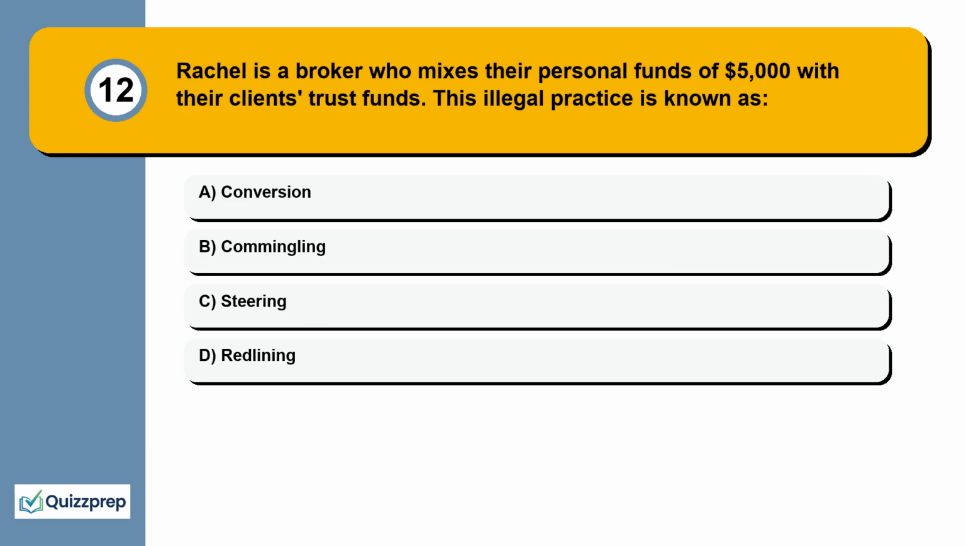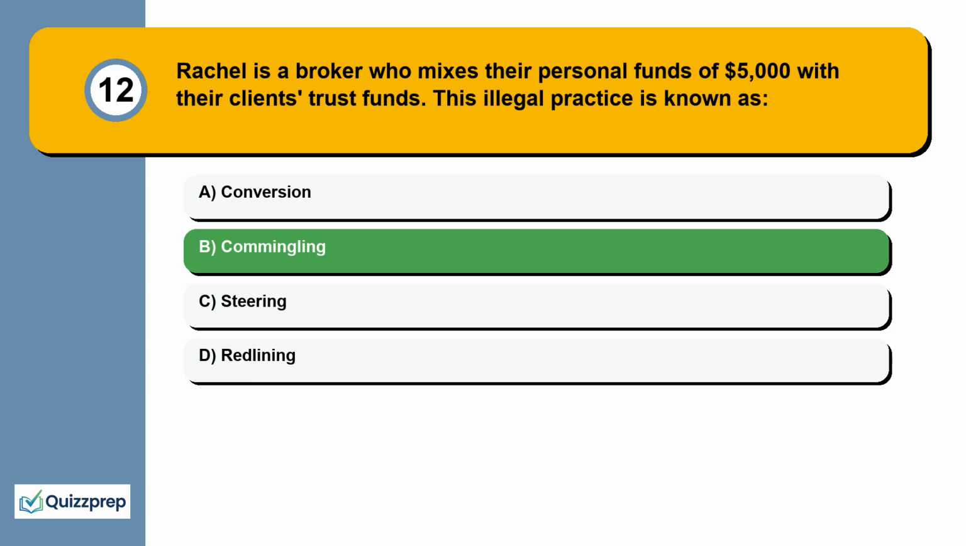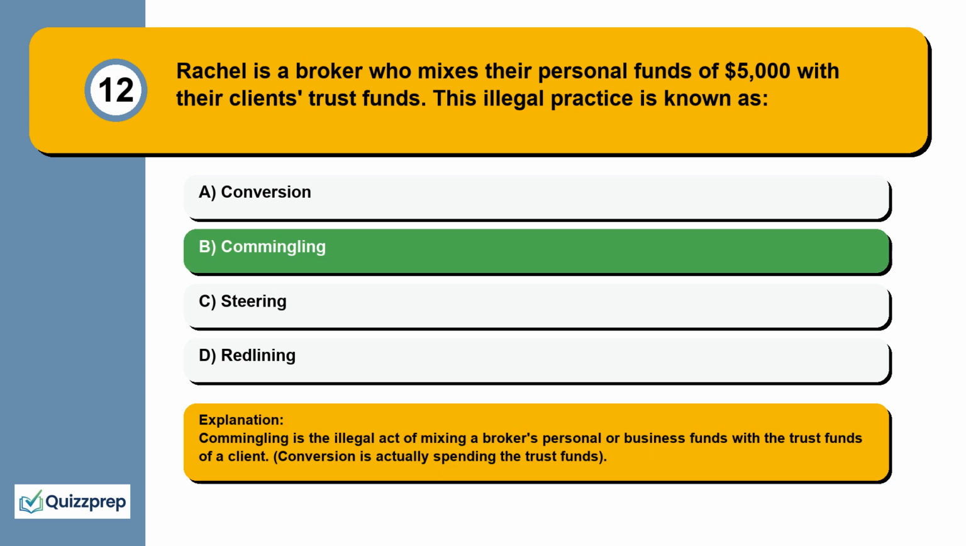Question 12. Rachel is a broker who mixes their personal funds of $5,000 with their clients' trust funds. This illegal practice is known as conversion, commingling, steering, redlining. Commingling is the illegal act of mixing a broker's personal or business funds with the trust funds of a client. Conversion is actually spending the trust funds.